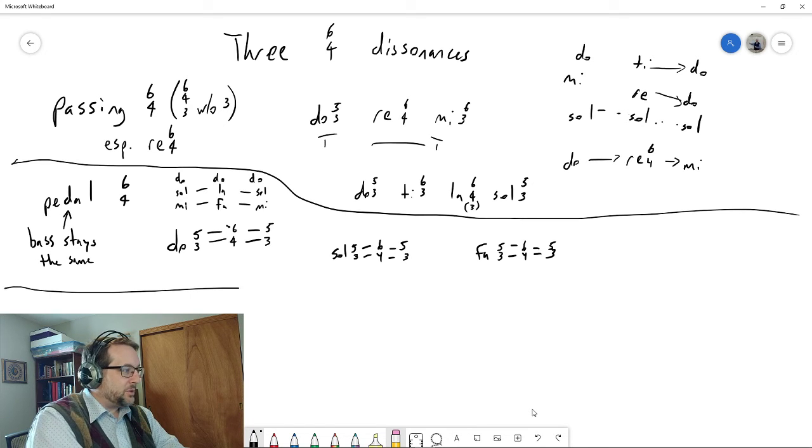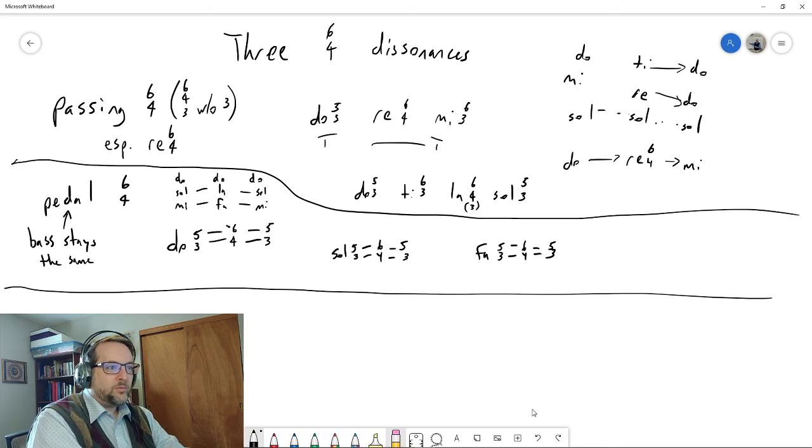Last type of 6/4 chord. Last type, and it doesn't start with a P. Pedal and passing both start with P. This one's the cadential 6/4. And it shows up in what we call a compound cadence.